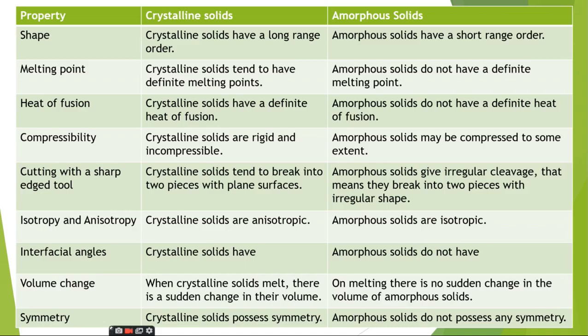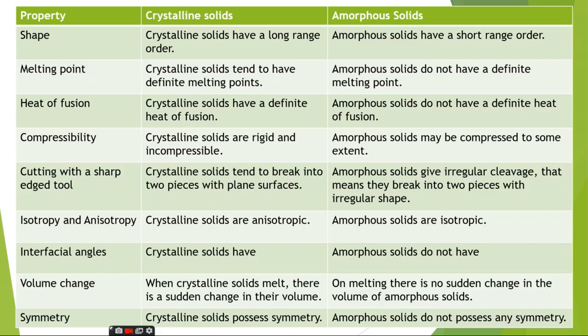Crystalline solids tend to have definite melting points. Amorphous solids do not have a definite melting point. Then heat of fusion. Crystalline solids have a definite heat of fusion. Amorphous solids do not have a definite heat of fusion. Compressibility. Crystalline solids are rigid and incompressible, whereas amorphous solids may be compressed to some extent. Crystalline solids tend to break into two pieces with plane surfaces, whereas amorphous solids have irregular cleavage, that means they break into two pieces with irregular shapes.